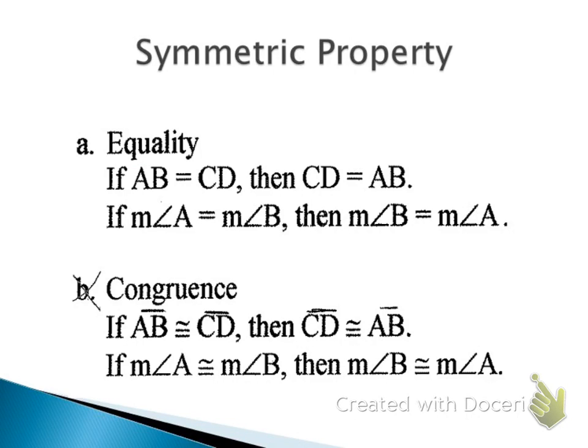The next property is the symmetric property. Again, we have symmetric of equality and symmetric of congruence. Down on the symmetric property of congruence, we should not have the m's out in front of the angles. So I'm going to change that on the slide real quick. It should just say angle A and angle B. We only use the measures when we talk about equality, not when we talk about congruence. There are small differences.